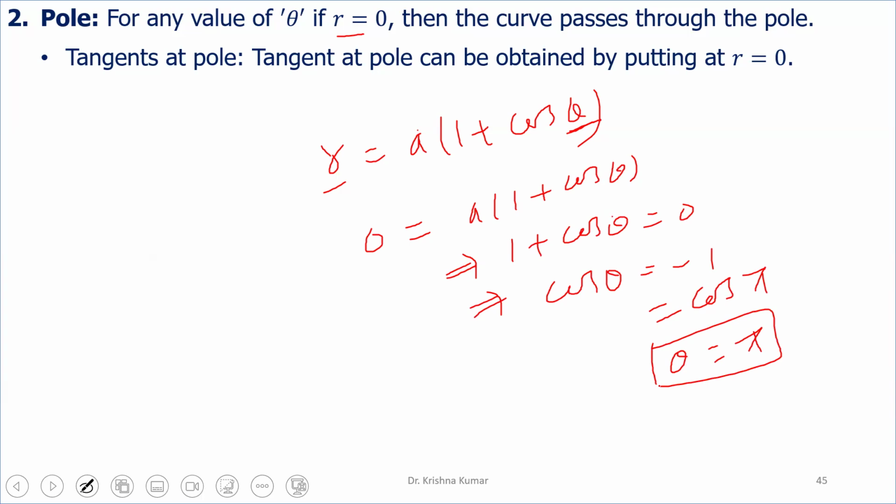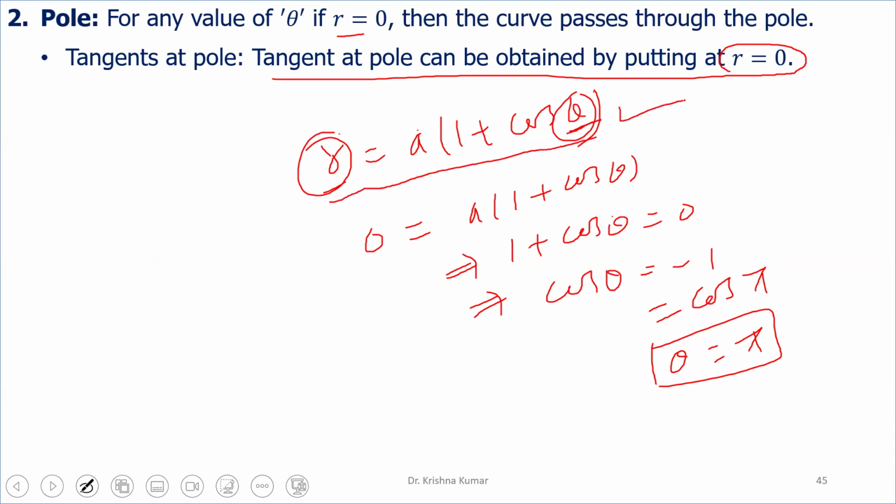For any value of theta, if r becomes 0, then we say that the curve passes through the pole. Otherwise, it does not pass through the pole. Now, once the curve passes through the pole, what is the tangent at the pole? The tangent at the pole can be obtained by putting r equal to 0. For example, here r equal to a times (1 plus cos theta). We want to find the tangent of the polar curve at the pole, so we just put r equal to 0. Then we get theta equal to pi. So theta equal to pi is the tangent of this curve.